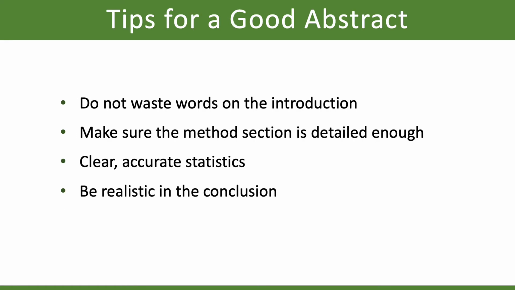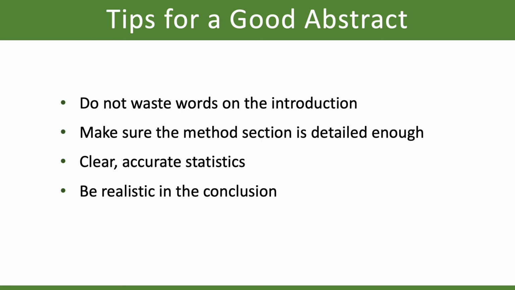Other tips for writing a good abstract are not to waste words on the introduction. The introduction can be fairly short, and it can be 1 to 2 sentences, as we stated in the previous table. Secondly, make sure that the methods section is detailed enough and that this corresponds to the results section. Thirdly, use clear, accurate statistics. And fourthly, be realistic in the conclusion and don't draw any conclusion that you cannot be confident about with the results.